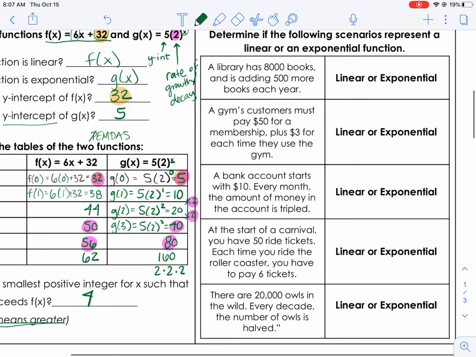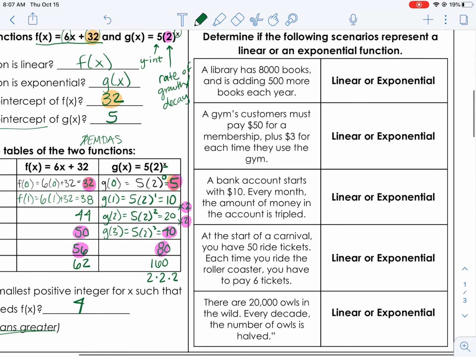All right, last part, let's look at some scenarios and see if we can figure out if they're linear or exponential. So the first one says a library has 8,000 books and is adding 500 more each year. So notice this says adding. So we're adding a constant amount each year. Linear functions are the ones with adding and subtracting patterns. So that's going to be a linear function.